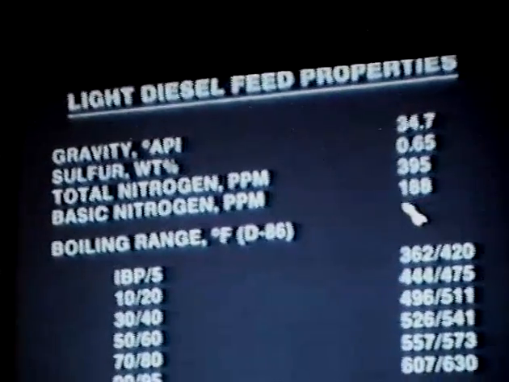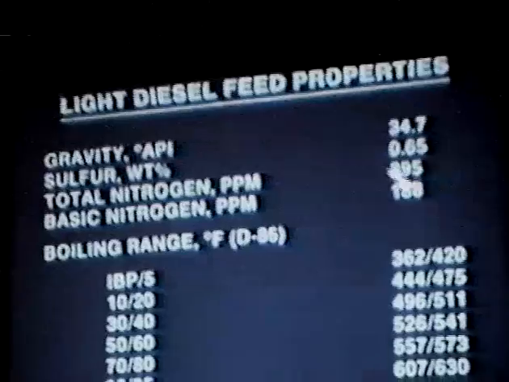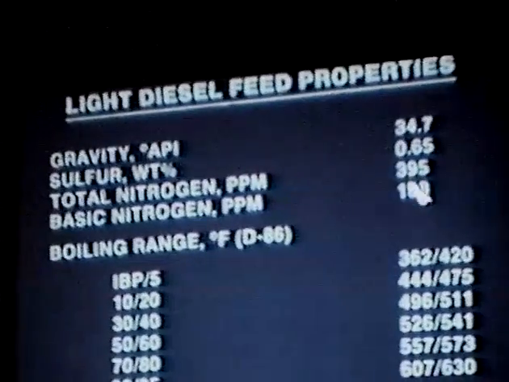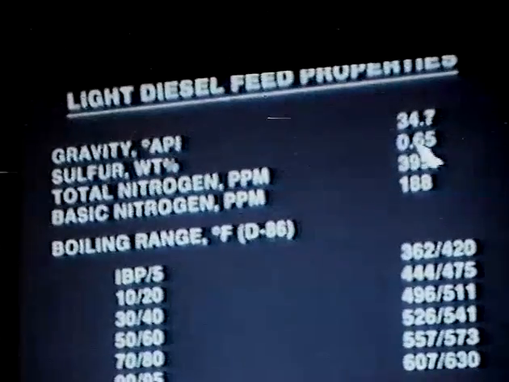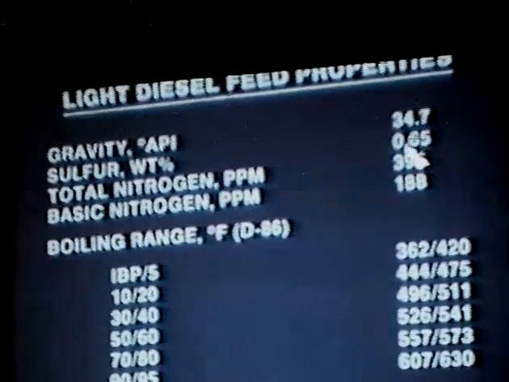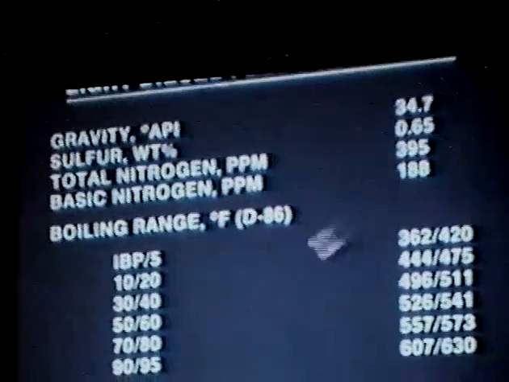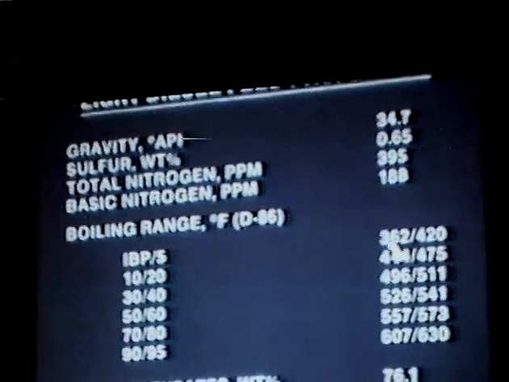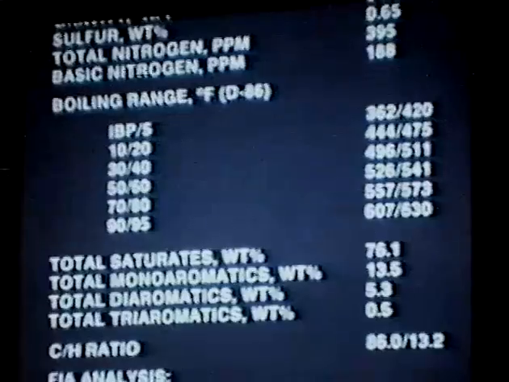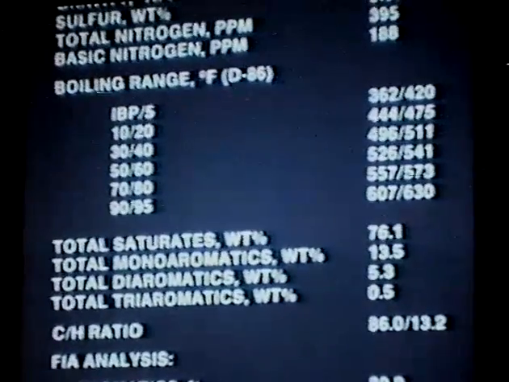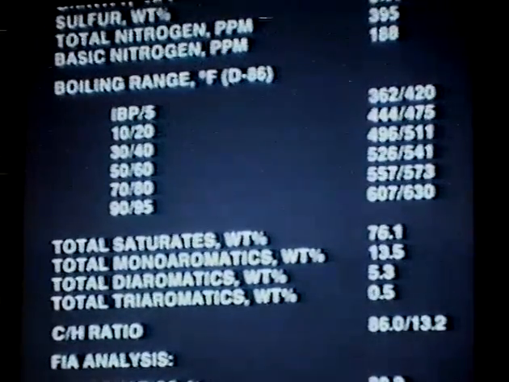But diesel, as you can see, we have the nitrogen level shown here, which is not important for the present discussion, but there it is if it should be of interest to anybody. The sulfur is lower than it was in the resid, 0.65 weight percent. The boiling range, as you can see, is lower, 362 Fahrenheit to about 630. That is probably all the properties we need to look at on this slide to go on.